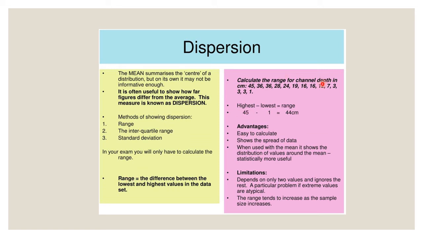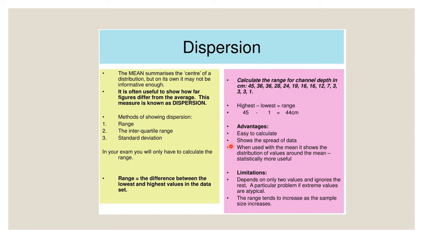Calculate the range for channel depth in centimeters. How do we take it? We should have the highest value and the lowest value. It's already in descending order. So 45 is the highest one and 1 is the lowest one. So we can take the range as highest minus lowest. It's 44.